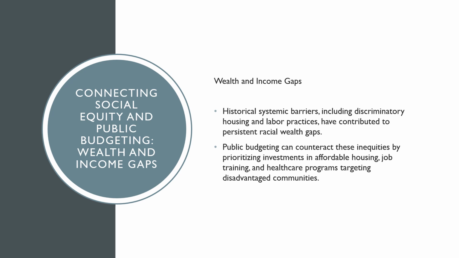Social equity and public budgeting are connected through wealth and income gaps as well. Historical systemic barriers, including discriminatory housing and labor practices, have contributed to persistent racial wealth gaps. Again, we see it in the statistics. If you don't believe me, look at some of the numbers. Public budgeting can counteract these inequities by prioritizing investments in affordable housing, job training, and healthcare programs targeting disadvantaged communities. I wanted to add on here that many social safety net programs have job requirements, that to be on the program, you have to have a job. However, we just don't invest enough in adequate job training to connect people to higher paying work.